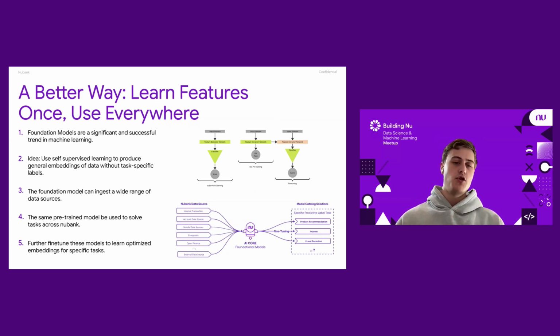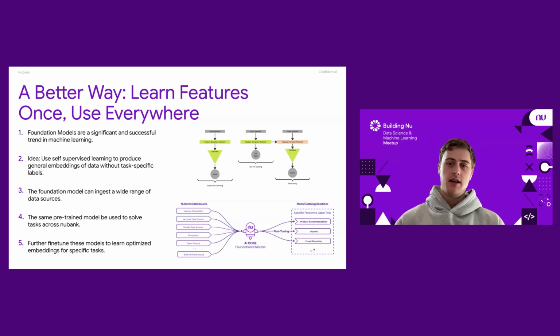So we have a two-step process where the first step is we use self-supervised learning to produce general embeddings without relying on task-specific labels. This involves generating labels from the data in a self-supervised way. For language, this is often doing something like training the model to predict the next word in a sentence, or we might mask out words in the input and predict the words that we've masked out. So next token prediction or masked language modeling.